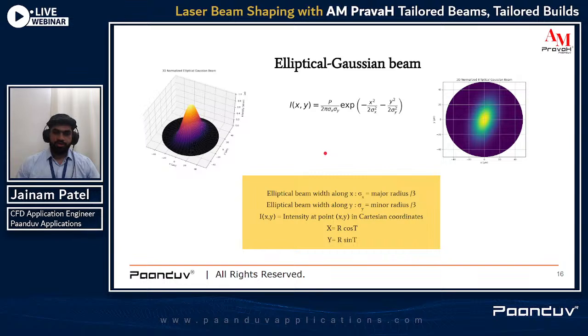The sixth one is the elliptical Gaussian beam. In the elliptical Gaussian beam, which is a Gaussian beam, there is a different radius in the x and y directions. By using this formula, the user can create the elliptical Gaussian beam.